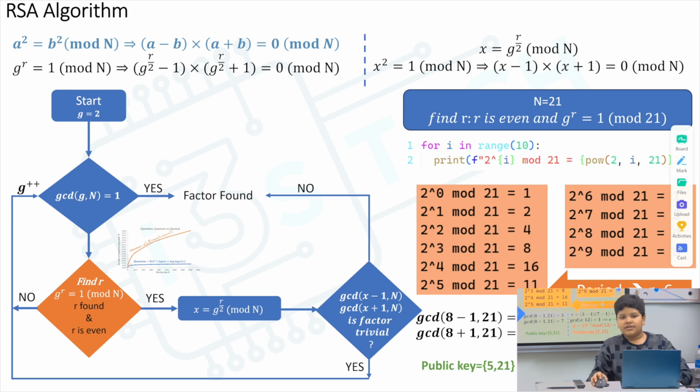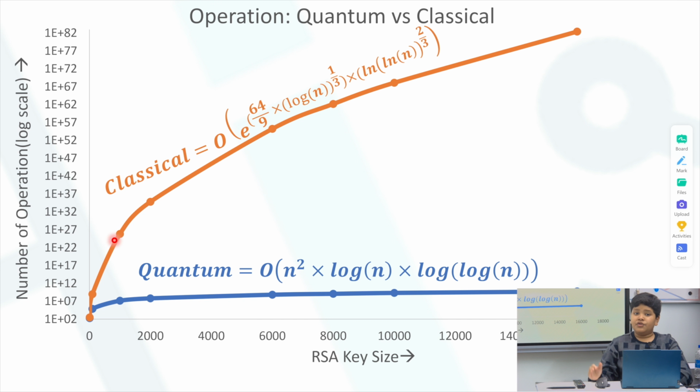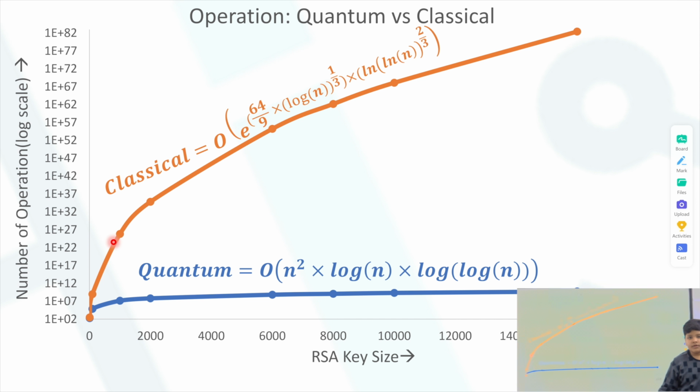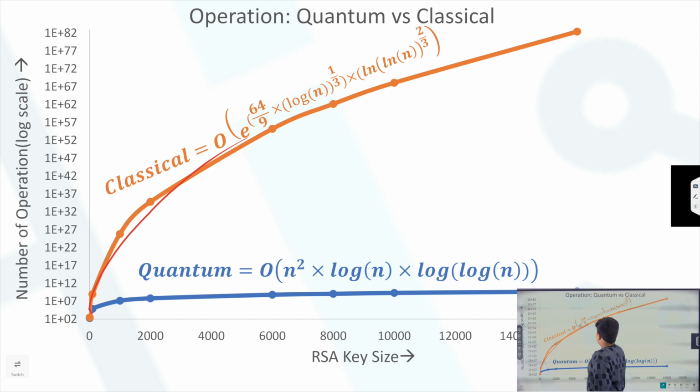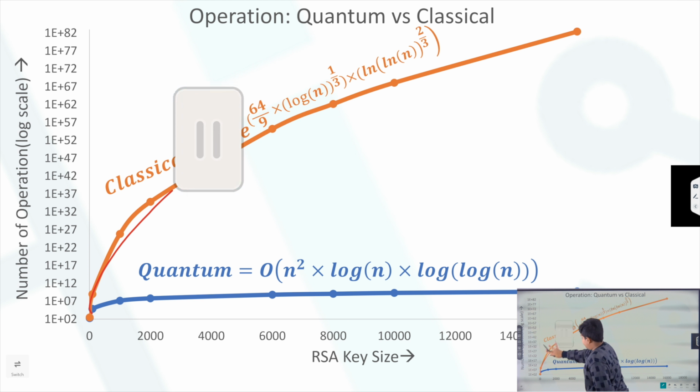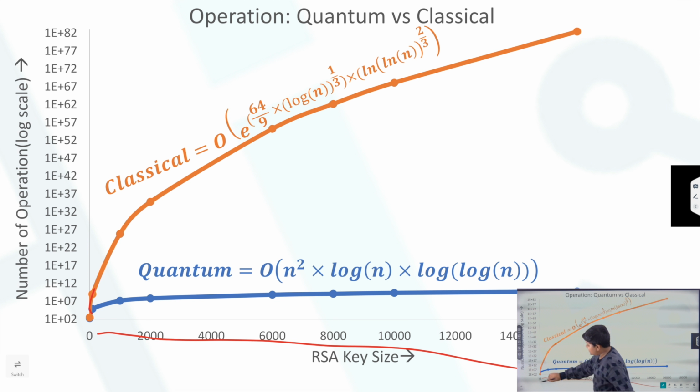So when you actually do it on a classical computer, it's stuck. It just gets stuck. It takes way too long. And you can see here, this is the number of operations. Actually, I'll stand up. So this is the number of operations, and at the bottom is the RSA key size. This is the number of operations, and this is on a log scale.